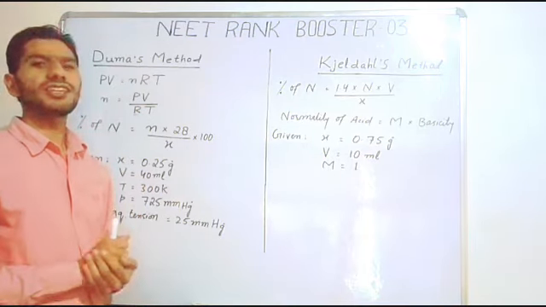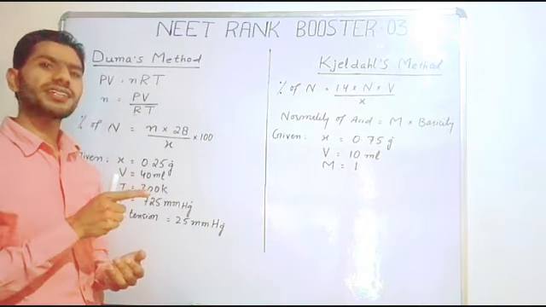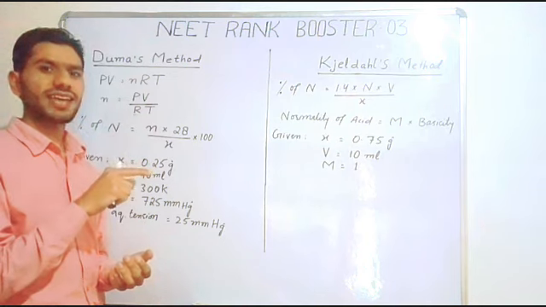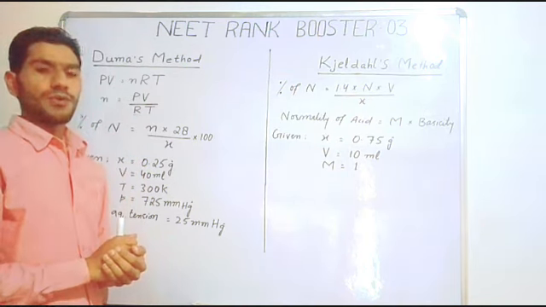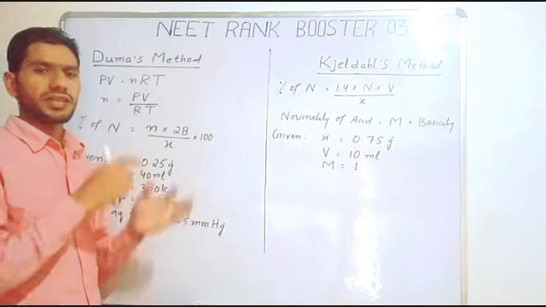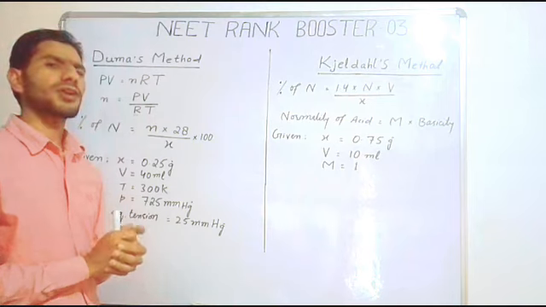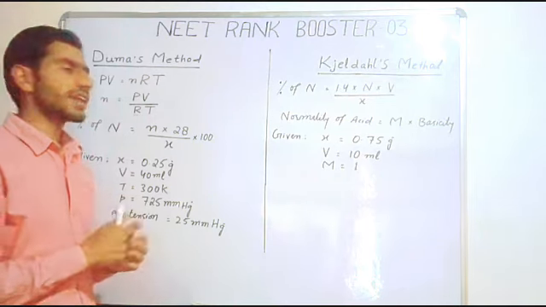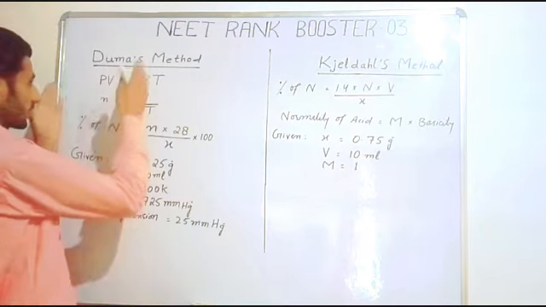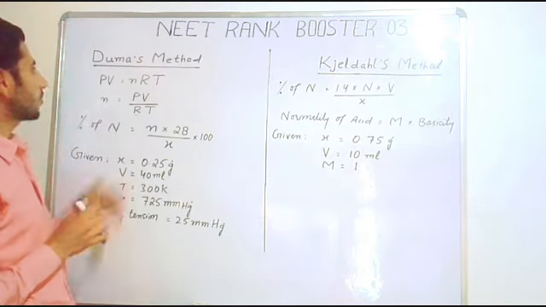We can estimate nitrogen in any organic compound, whether it's aliphatic or aromatic, cyclic or acyclic, whether nitrogen is in the form of nitro group, azo group, or inside the ring like pyridine, pyrrole, quinoline, etc. So Duma's method is very important. What you have to remember is the formula.